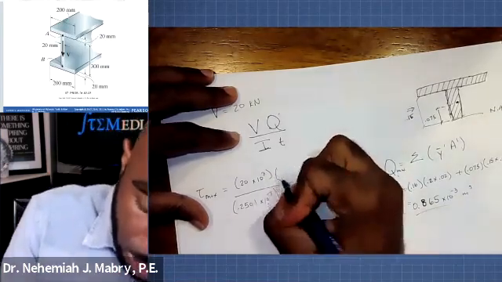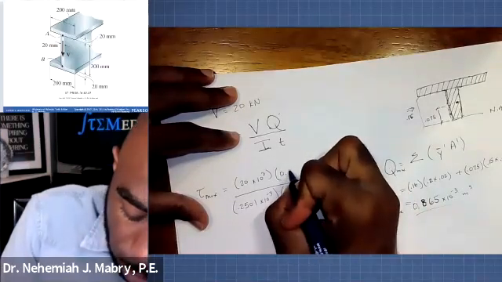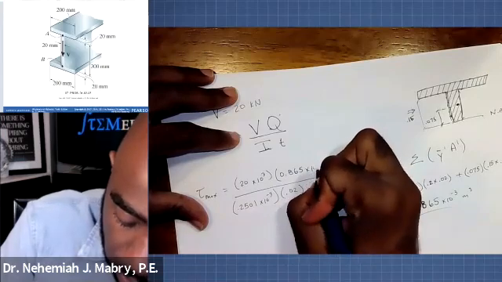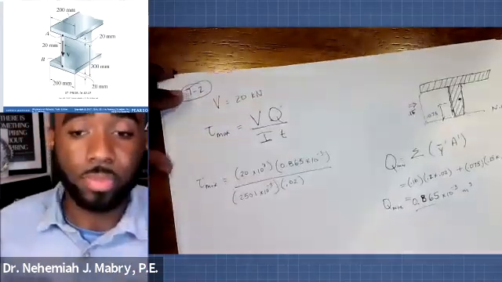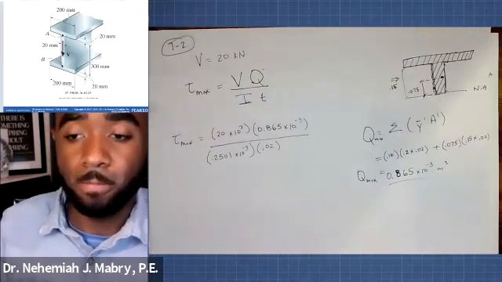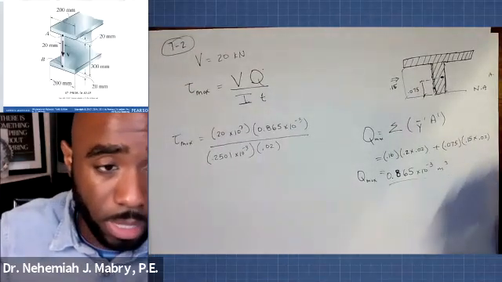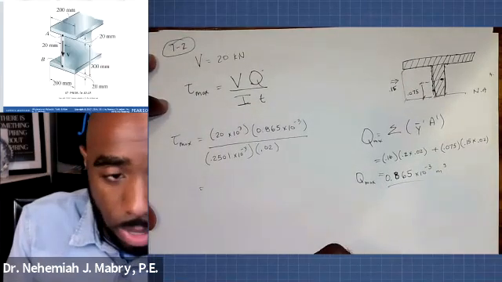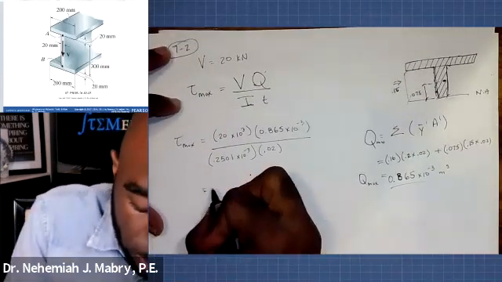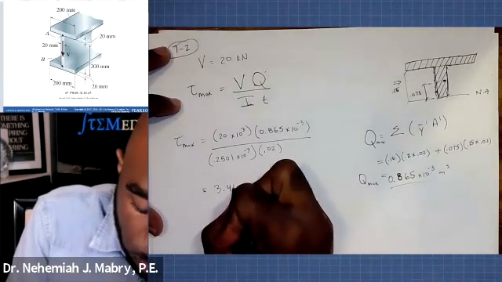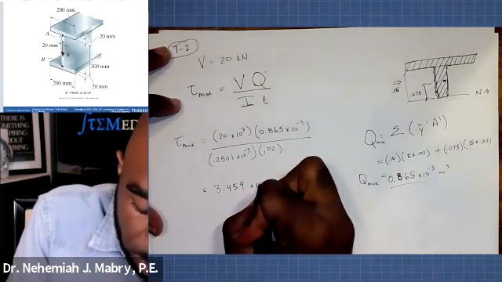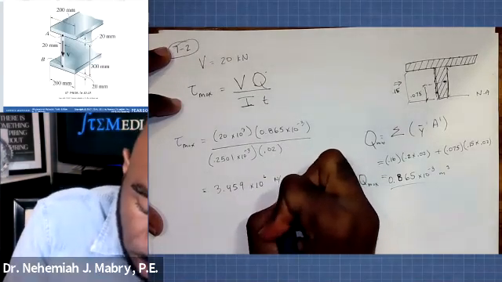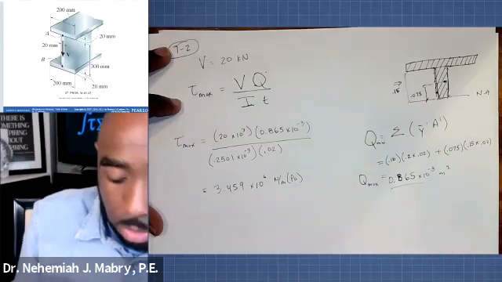So right up here in this equation, we can go ahead and write that: 0.865 times 10 to the negative 3. There you have it. So now it's just a matter of calculating this all the way through. And if you do that, you should get 3.459 times 10 to the 6. And that's Newtons per meter squared, which is Pascals.